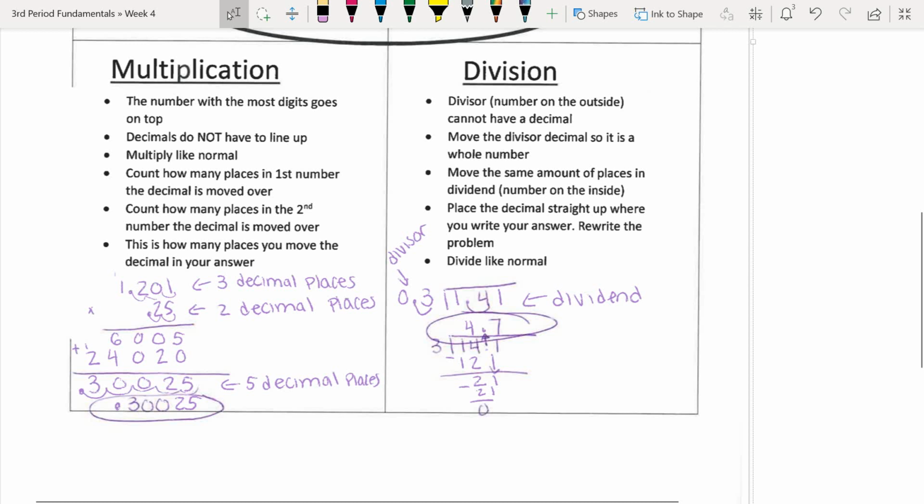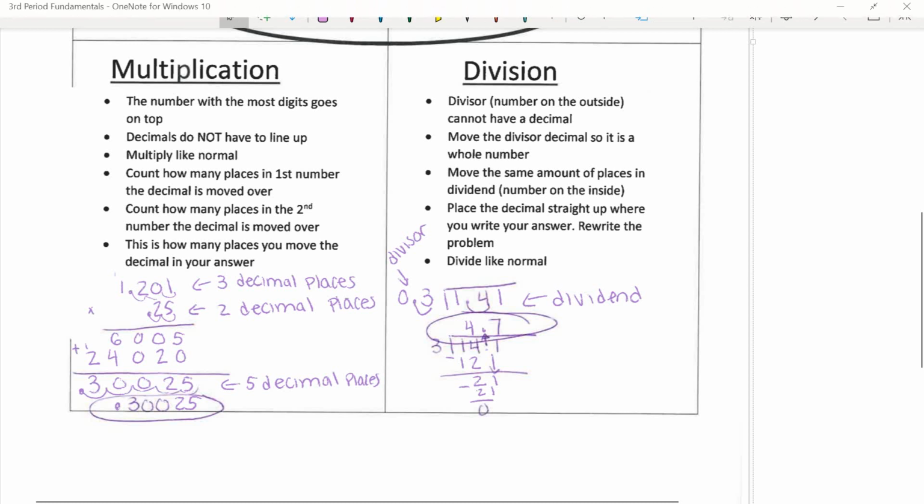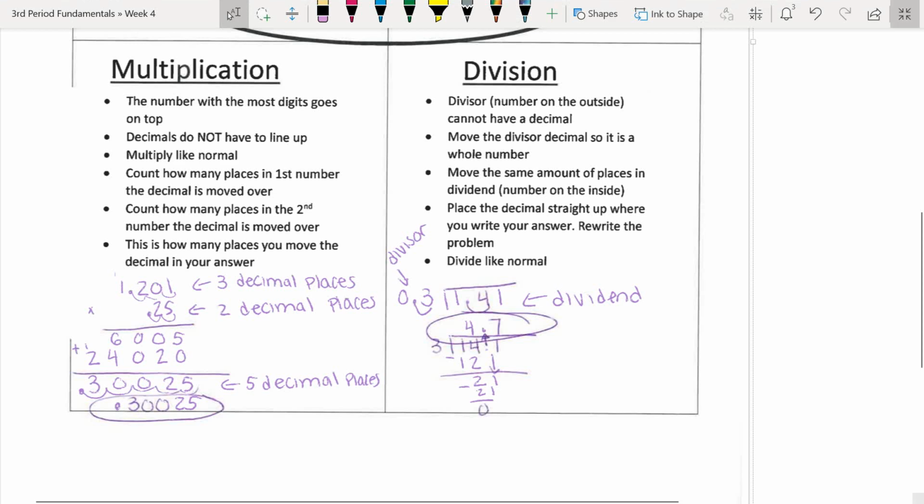And however many times I move it on the outside is what I'll have to do to whatever number is in the inside of our division house. The number inside the house is called a dividend. Don't worry about knowing those terms, but I did want to expose you to that math vocabulary. Once we've moved our decimal, either on the outside and then on the inside, wherever it is on the inside, we just bring it upstairs to the very top of our house. And then we're going to divide like normal.